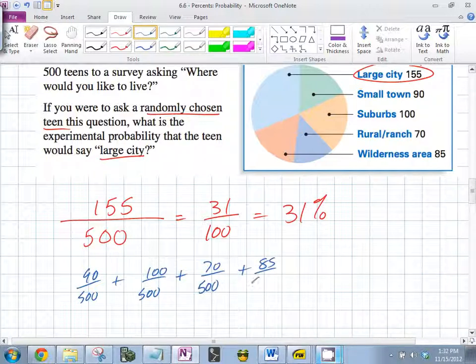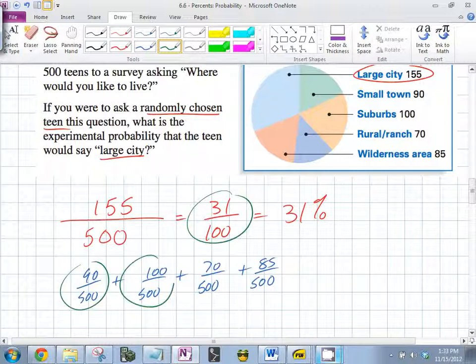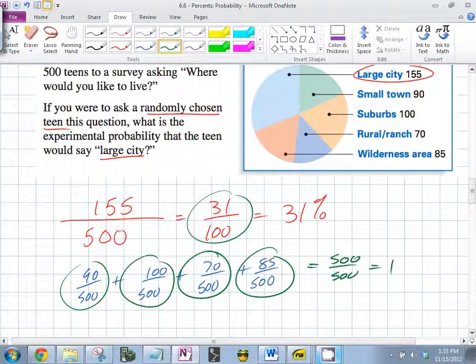As I said before, these are all the possible outcomes. There are no other possible outcomes. So if you were to add together 31 over 100, plus this, plus this, plus this, plus this, it should equal 500 over 500, which equals 1, because you've accounted for all the possible outcomes. But this one in particular corresponds to large city.